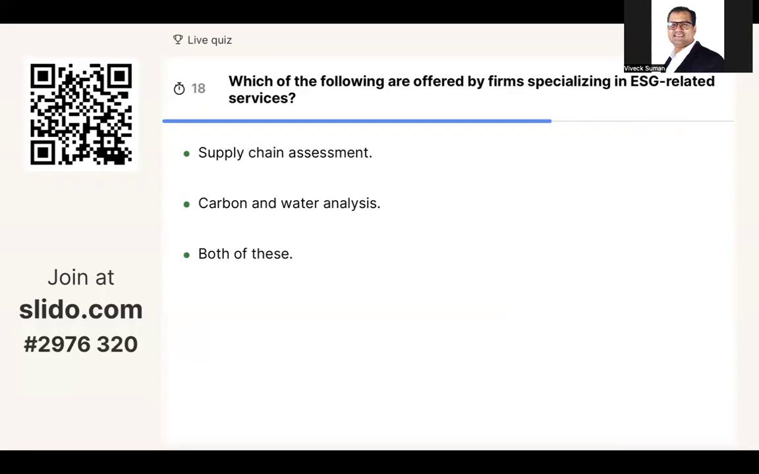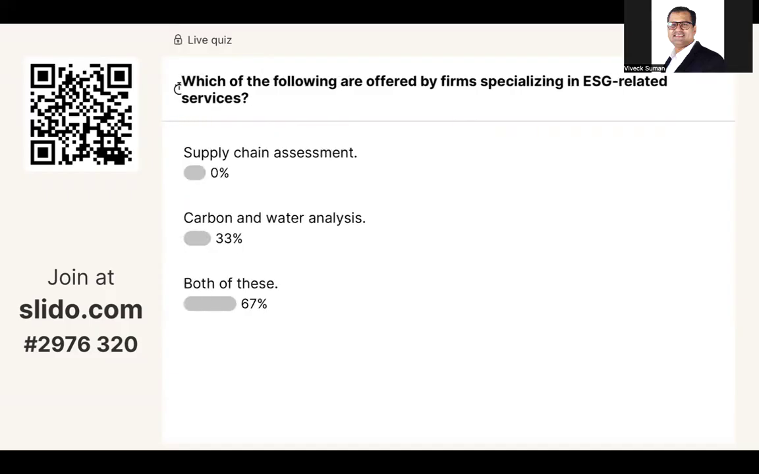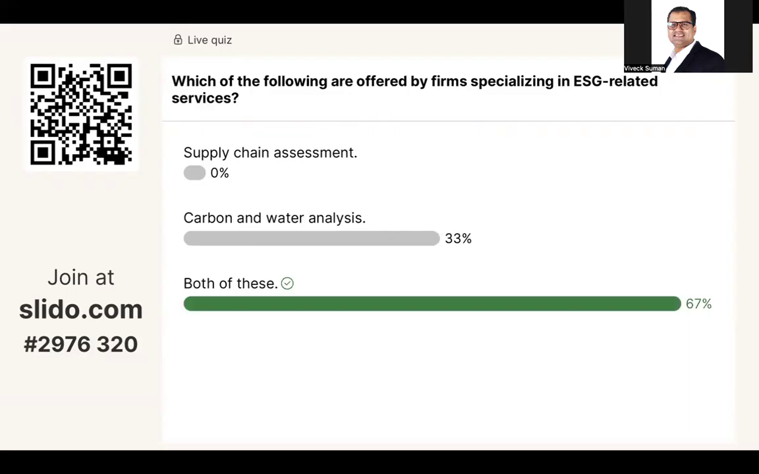Which of the following are offered by firms specializing in ESG related services? Supply chain, carbon and water analysis, both of these. Correct answer is both of these. Whenever you have a ESG champions, you have both area champions, supply chain assessment and carbon and water analysis. Okay. That's why Avinashji in our team, I'm also taking one supply chain guy. Okay. Maybe we will touch base.